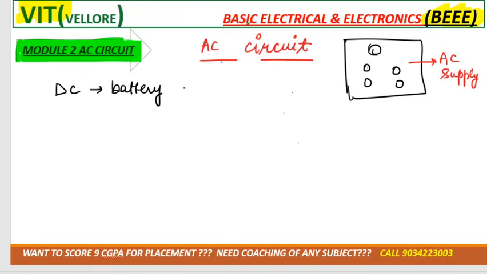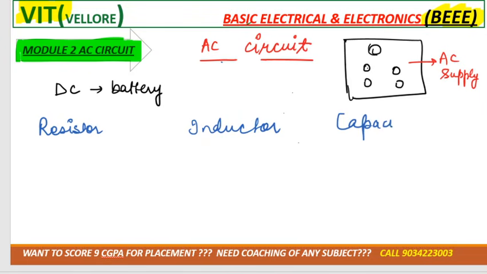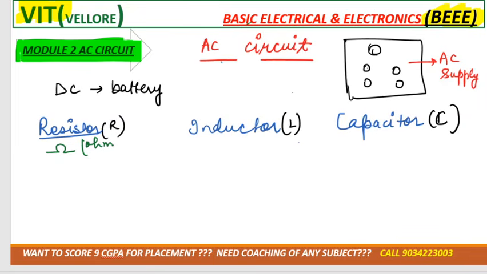Now generally in AC circuits we use three kinds of elements. One element is the resistor, another is the inductor, and another is the capacitor. The resistor is denoted by R, the inductor is denoted by L, and the capacitor is denoted by C, right? The resistor's standard unit is ohm. The inductor's standard unit is henry, denoted by H. The capacitor's standard unit is farad, denoted by F, right?